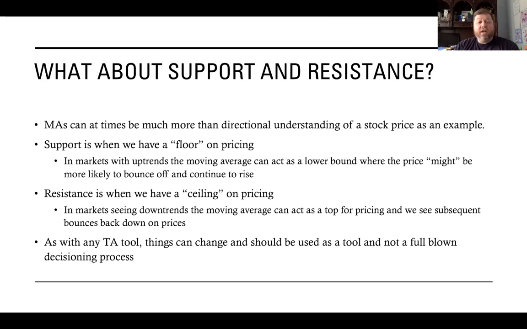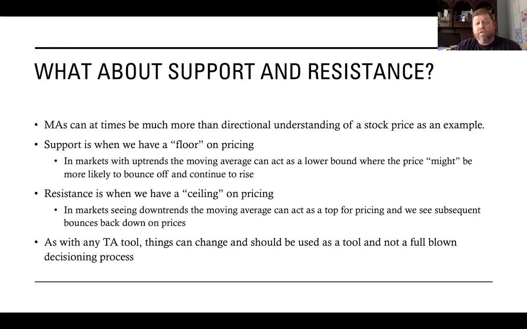So I spelled it out here really clearly, I hope. In markets with uptrends, the moving average can act as a lower bound where the price might, likely, should, use any word you want there, be more likely to bounce off and continue to rise. This is really important so you don't sell profitable positions too early. And it's also important to know that maybe it's time to jump in and add more to your position if that's something you're interested in doing.